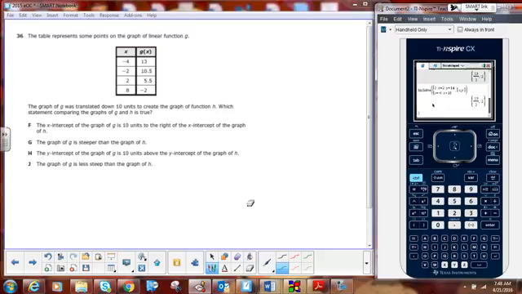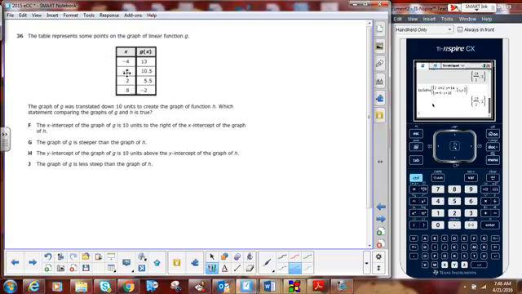Hi, welcome back. Now we're going to do number 36 to 40. The table presents some points in the graph of linear function g. So this is g, the table of g. The graph of g was translated 10 units down to create the graph of h. So we have two graphs, g and h. Which statement comparing the graph of g and h is true? So we're looking for a true statement.